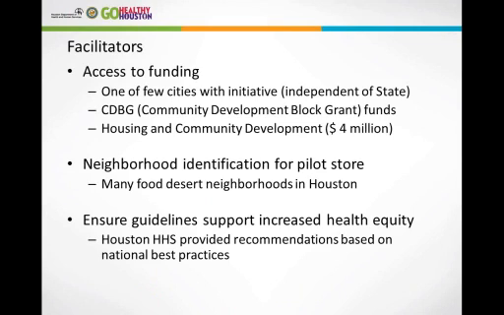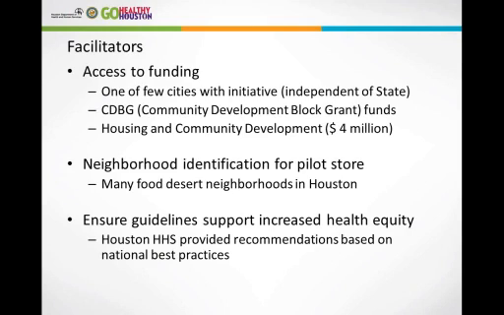These were awarded to the City of Houston Housing and Community Development Department. There were numerous neighborhoods that we could identify as food deserts within Houston for this pilot store, which contained vulnerable populations. And we really wanted to ensure that the guidelines around this initiative supported increased health equity within these neighborhoods.